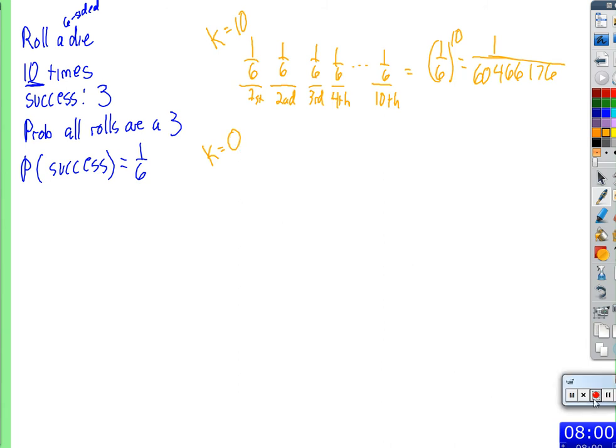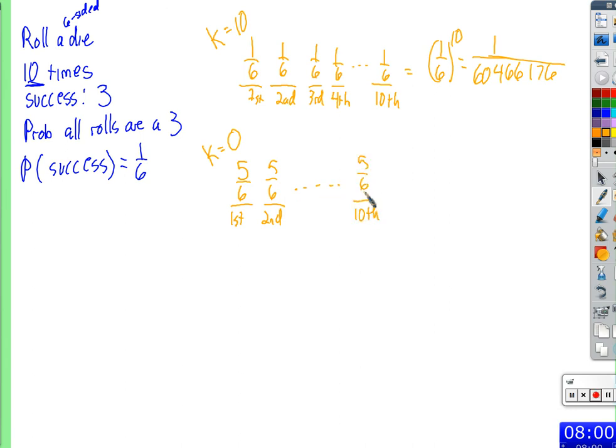Alright, so how are we going to calculate this? Pretty straightforward. It's going to be 5/6. Okay, so we're going to fail, right? We're not going to succeed. The first roll is going to be pretty likely to not be a 3. It's going to be 5/6 probability that it's not going to be a 3. What's the second roll going to be? 5/6. The probability is going to be 5/6 that it's going to not be a 3. All the way through to the 10th roll?